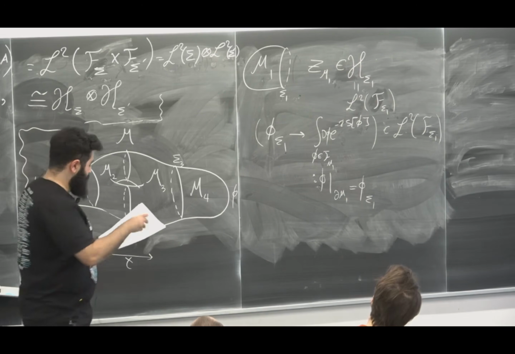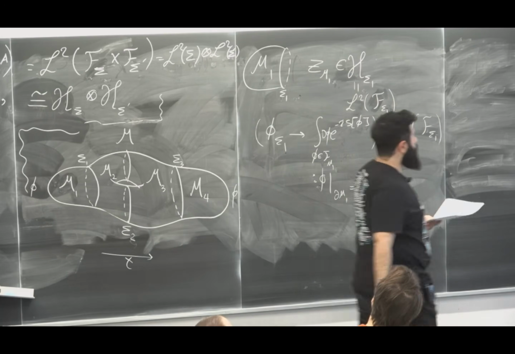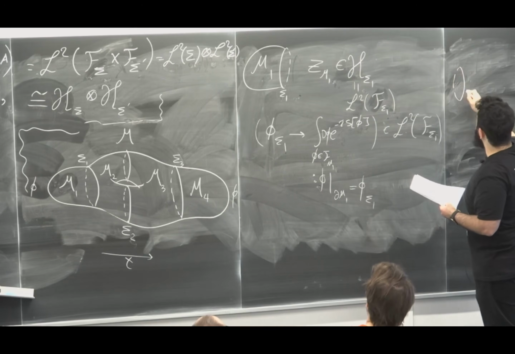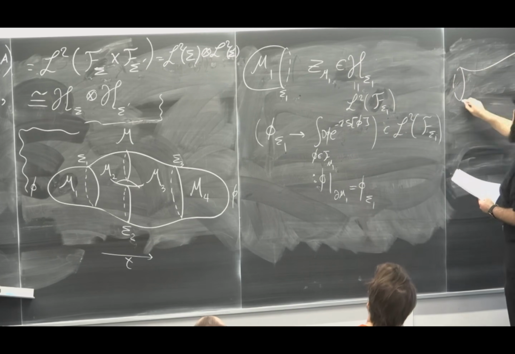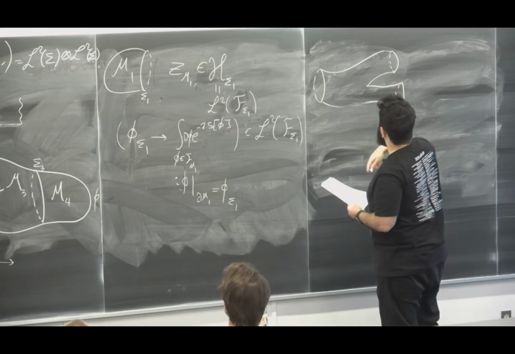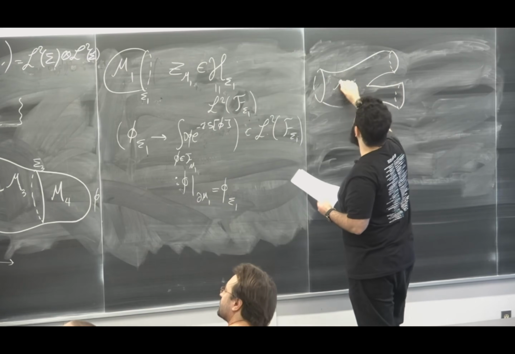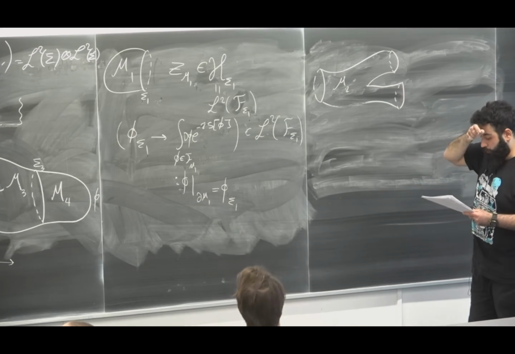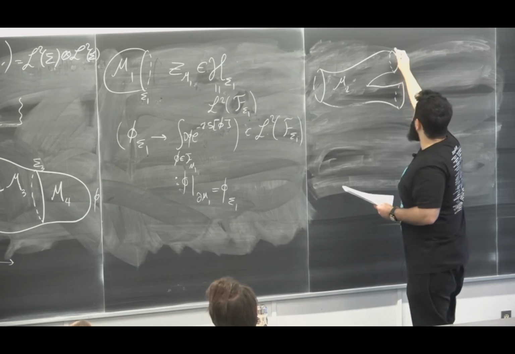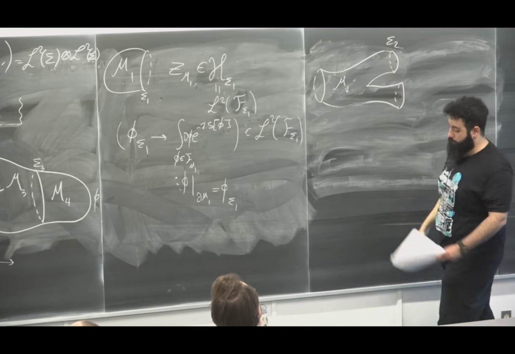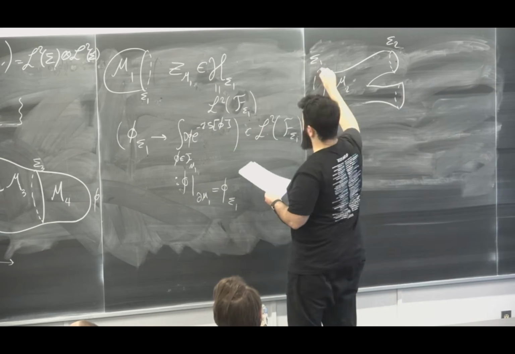Well, you think I'm going to write the other parts there? So then there's a pair of pants here. This is my M2. And what does the partition function here do? Well, remember, this is my sigma 2. These two, the disjoint union of this and that, are my sigma 2, and this is my sigma 1.